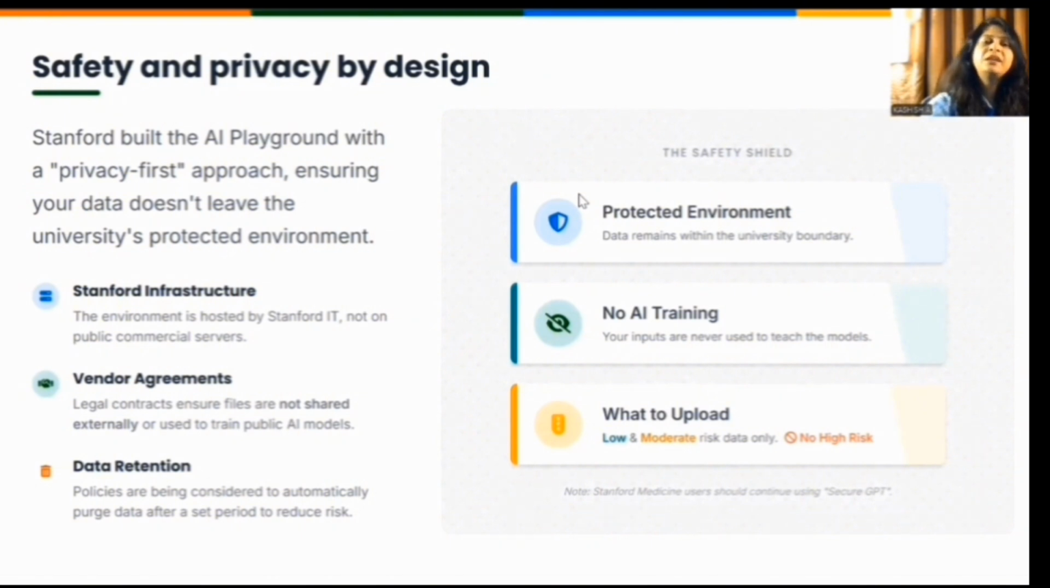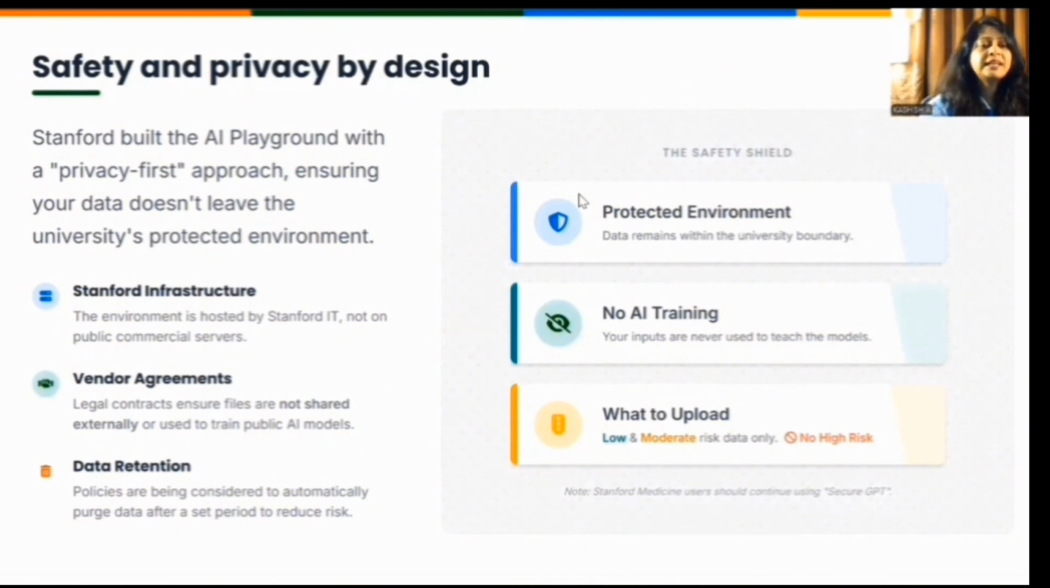The way we are feeding data to ChatGPT or Gemini, based on that, it trains itself. It has that self-training system in it. But here, you feed the data which you want, and you get whatever you want from the AI. Data retention: policies are being considered to automatically purge data after a set period to reduce risk.